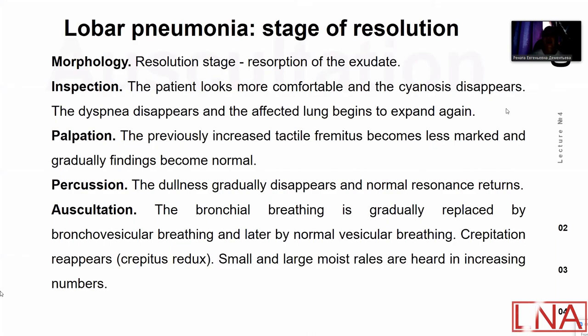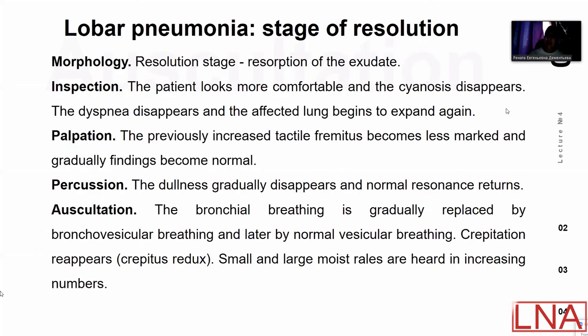Stage of resolution: resorption of the exudate. During inspection, the patient looks more comfortable and the cyanosis disappears. The dyspnea disappears and the affected lung starts to expand again. During palpation, the previously increased tactile fremitus, or voice trembling, becomes less marked and gradually the findings become normal, as in the stage of reconvalescence. During percussion, the dullness gradually disappears and changes to the normal resonance of clear pulmonary sound.